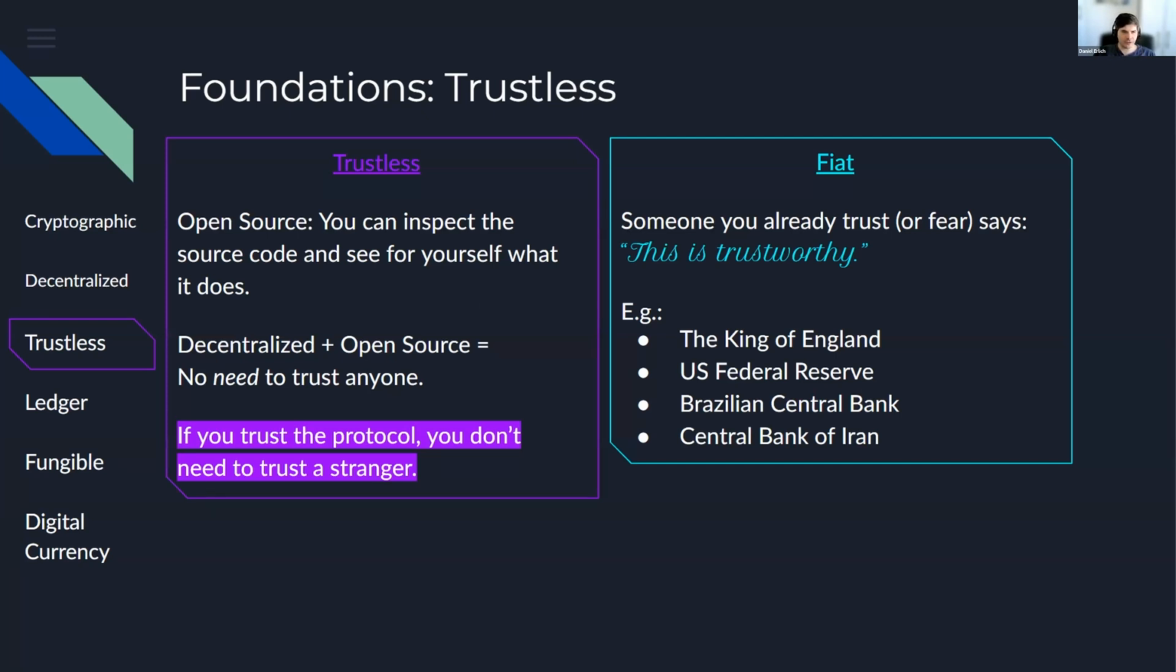But if you go back here on the left, trustless means that you can inspect the code yourself because it's open source, and you can see for yourself what it does. Or maybe you're not very good with computers. That's fine. If you can find someone who is and someone that you trust, then you trust them, but you choose to trust them. You're not being required to trust them. So essentially, decentralization and open source means that if you trust the protocol, then you don't need to trust a stranger. Unlike with fiat, where you do need to trust many different strangers.